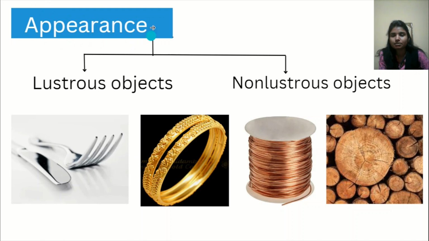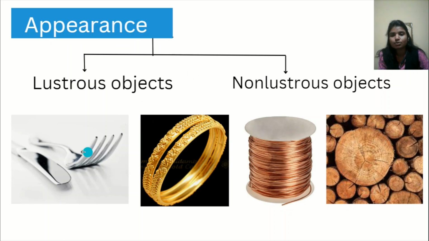First of all, appearance. Appearance of the material or the object includes those objects which have shine, and some of them are dull in appearance. Here appearance means the look of the object. And so they are categorized into 2 parts. The first one is called the lustrous object, and the second type is called the non-lustrous object. Lustrous objects are those objects which are able to shine, and non-lustrous objects are those which do not shine.